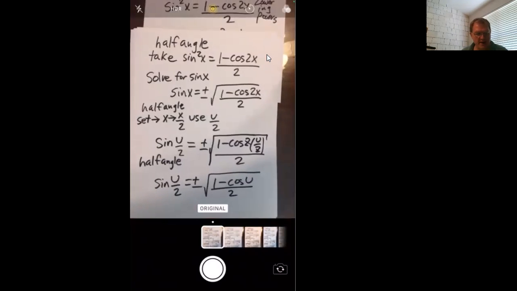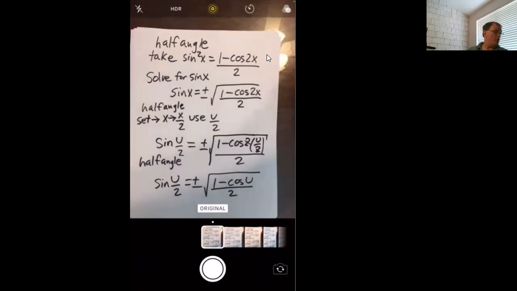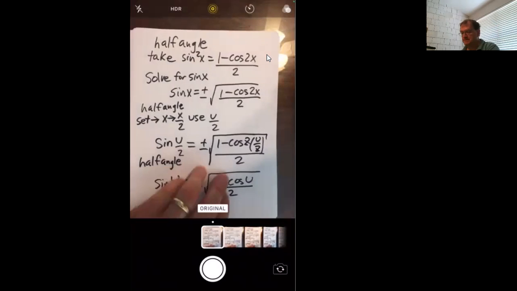So there's a bunch of problems with half angle formulas. Why don't we try a couple examples of those before we finish with product sum formulas.